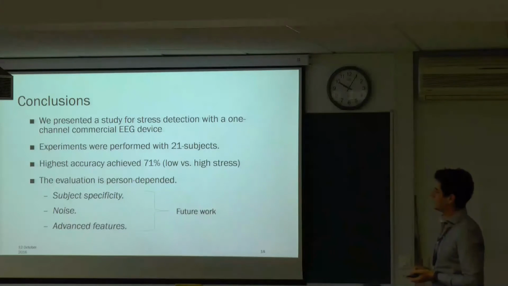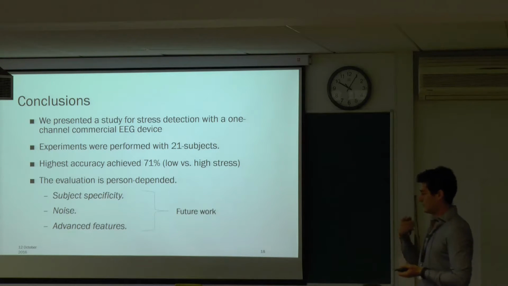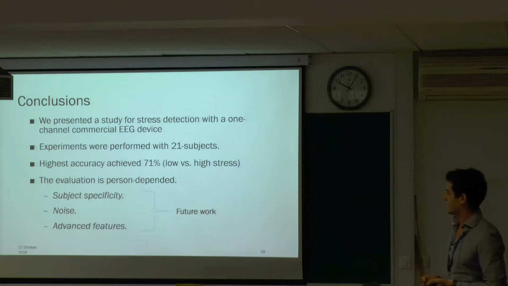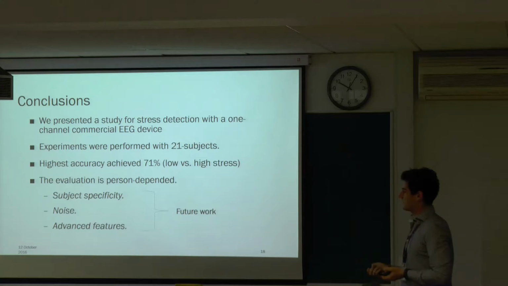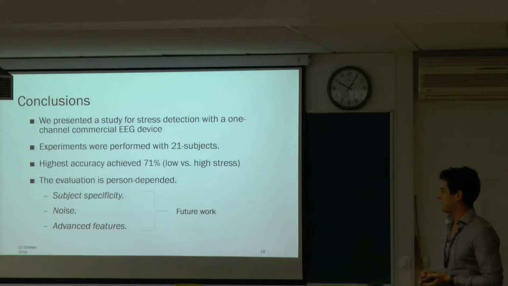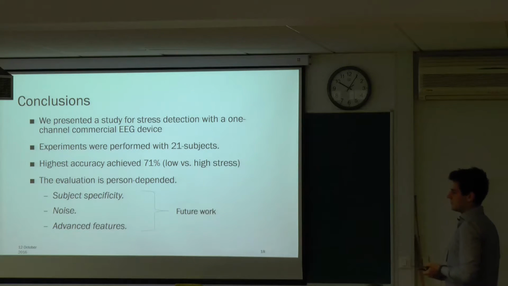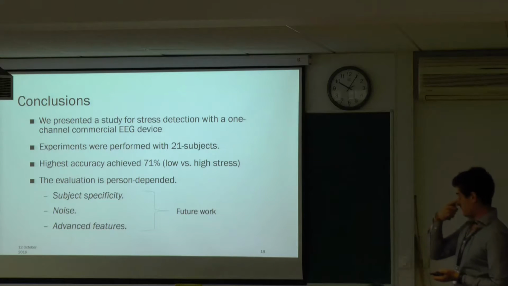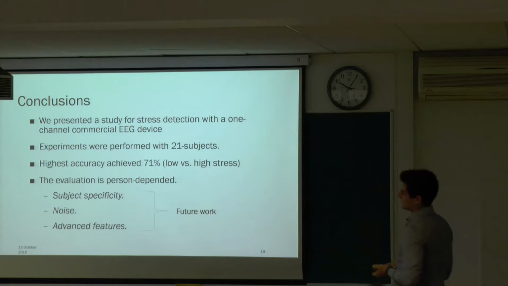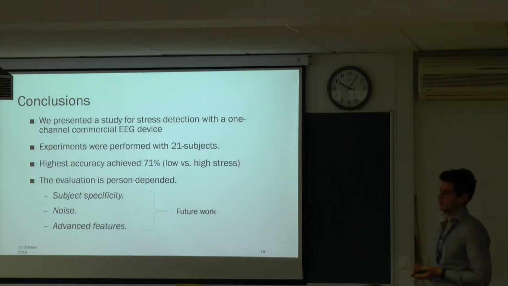So here I presented a study for stress detection using a one-channel EEG device. We performed experiments in laboratory conditions with 21 subjects. The highest accuracy is 71%, and these are the limitations of the method that we are proposing. The experimental results are for a tenfold cross-validation, which means that the models are subject specific, so we need to work on a general model.